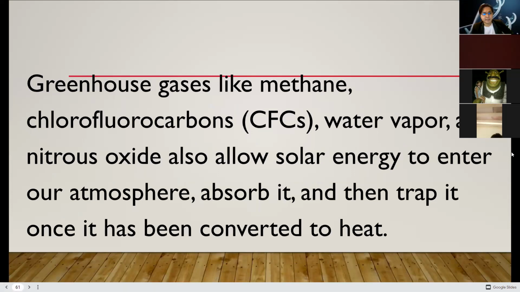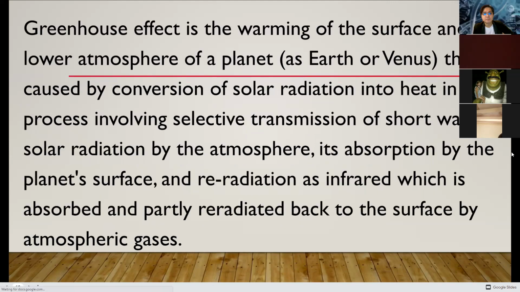Greenhouse gases like methane, CFCs or chlorofluorocarbons, water vapor, and nitrous oxides allow solar energy to enter the atmosphere, absorb it, then trap it once it has been converted into heat. Imagine, we are trapping heat by our own activities. We are the ones making it, not the other animals. We are the highest form of animal, meaning to say we are the ones capable of doing this.